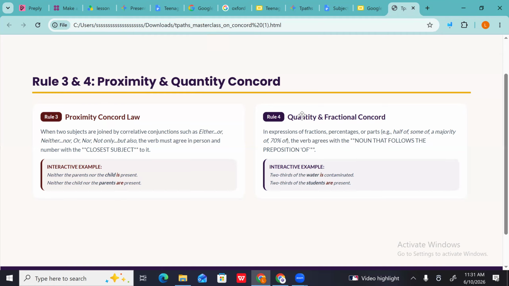The next rule of concord is what? Quantity and fractional concord. In expressions of fraction, percentage, or parts, such as half of, some of, majority of, 70% of, the verbs agree with the noun that follows the preposition "of." The noun that follows the preposition will determine what? The verb.